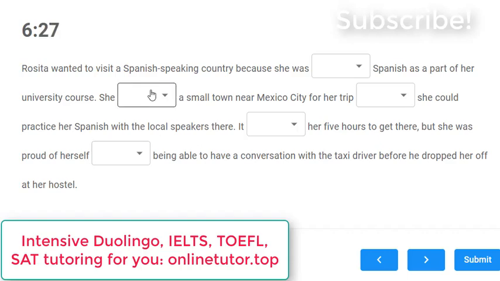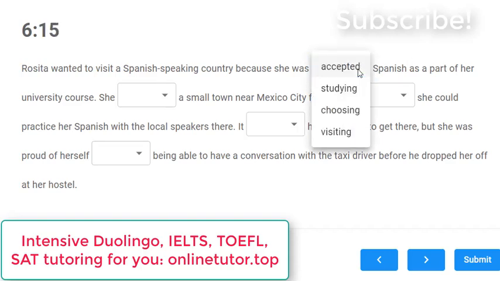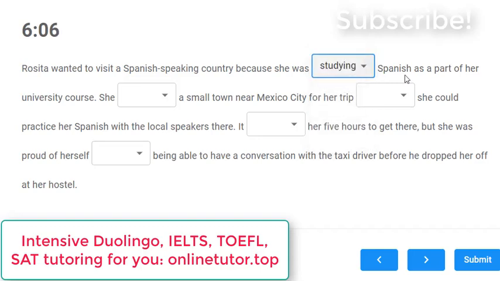Rosita wanted to visit a Spanish-speaking country because she was studying Spanish as a part of her university course. You see, university course. So what can we do with Spanish? Our courses: learn, study, master, or here we have studying. She was studying Spanish, choosing Spanish, visiting Spanish, except no. She was studying Spanish as a part of her university course.